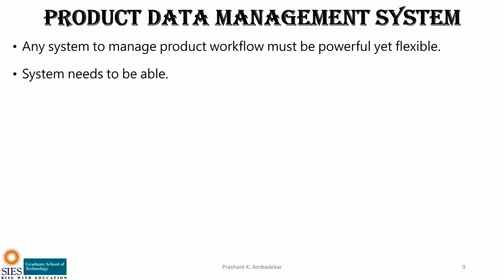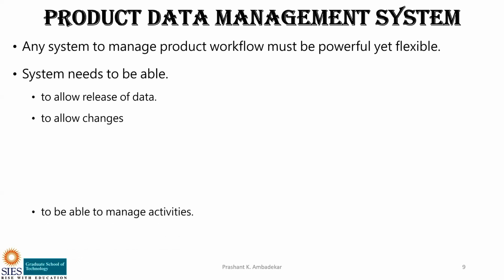A PDM system should allow release of the required data to the concerned person. Sometimes partial data is required. Sometimes data is required to be provided to the manufacturing or marketing department in an early stage of the product development, and the PDM system should allow it. As the development or manufacturing activities progress, changes may be needed in the data, which should be allowed by the PDM system.